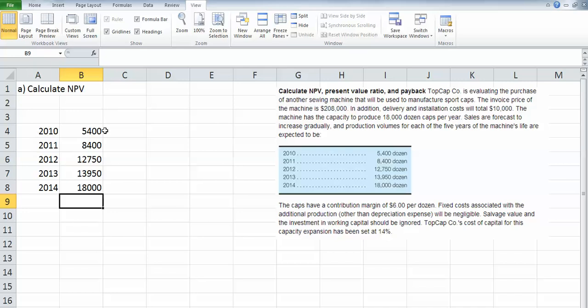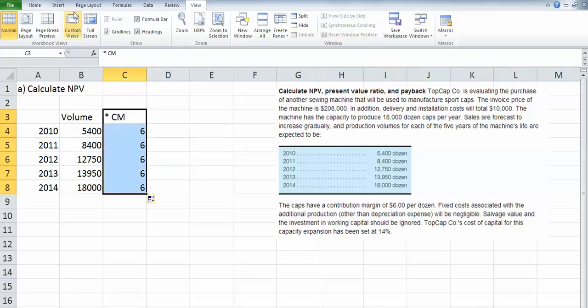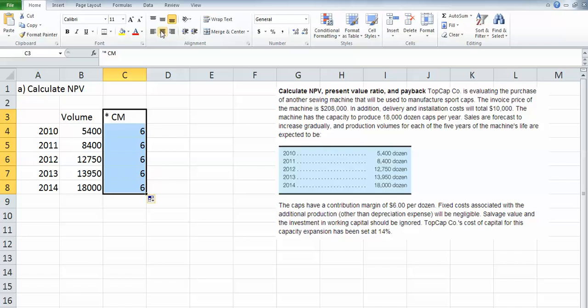So your book doesn't come right out and say what our cash inflows are. Most problems they would be given to us, but they don't here. Instead, they're giving us the volume of sales, and we'll have to multiply that by the contribution margin. So it says the contribution margin per dozen is 6. So I'm going to go ahead and copy that $6 down, and then we'll do the calculation, and that will give us our cash inflows essentially from the purchase of this equipment.